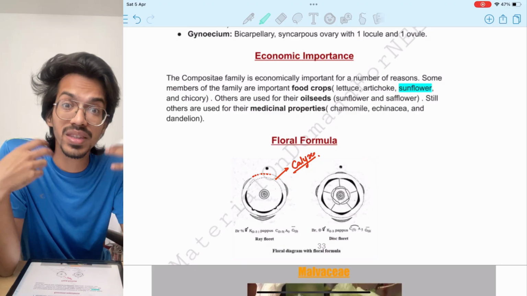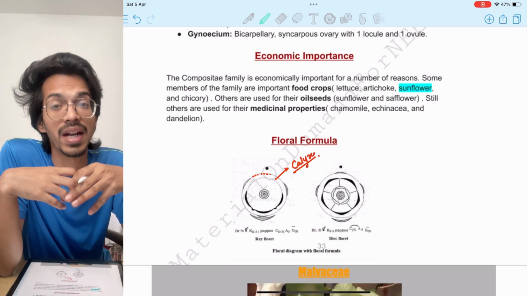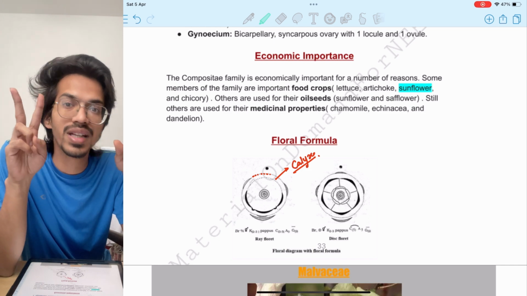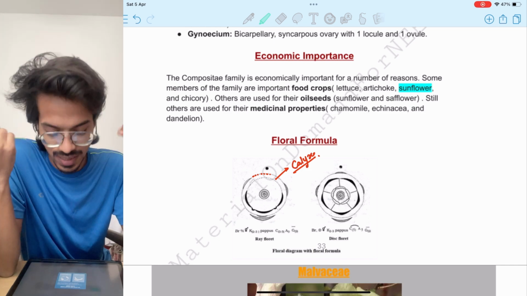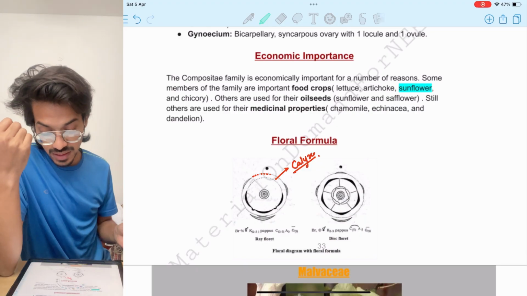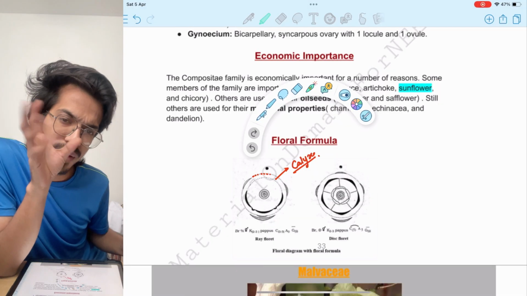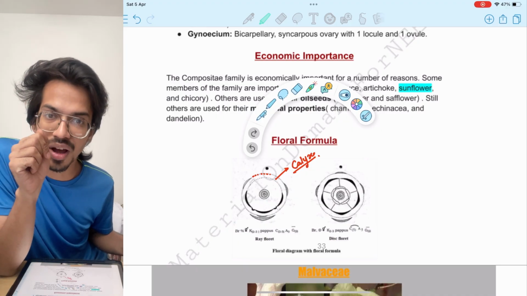Composited means something complex, compound, where two types will be present. Just remember that. In these kinds of flowers, there are two different types of flowers present. Everyone has seen a sunflower. Sunflower is the example of this. What do we know about the sunflower till now? We used to say that it is one big flower. No, it is a lot of flowers clustered together into one flower of the plant.